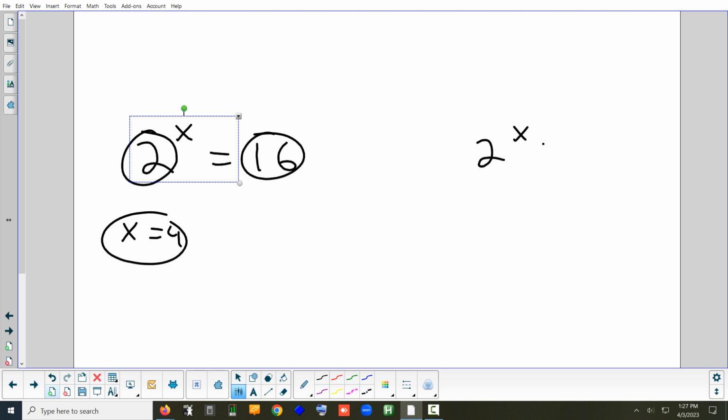The problem is if I gave you something like this, 2 to the x equals 15. I didn't really change anything about the equation significantly. I just made 16, 15. Well, we know it's not 3, because if I raise 2 to the 3rd power, what does that give me? Yeah, 2 to the 3rd power gives me 8. And Dominic, what's 2 to the 4th power? 16. Well, that's too big. So 2 to the 3rd is too small. 2 to the 4th is too big. So the answer for x is somewhere in between, 3 and 4. And that's what we're going to look at, how we figure out.